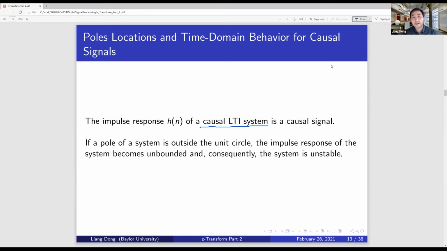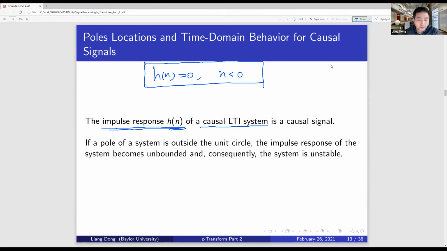Of course, in reality, that's not possible. So it's causal. It's reasonable, right? It's a causal system, and that is a causal system in practice. If you check with the impulse response, we already said the impulse response is a causal signal, meaning that h[n] equals 0 for all n less than 0, right? This is the mathematical form to check the causality of a system. So if a pole of a system is outside the unit circle, the impulse response of the system becomes unbounded, and consequently the system is unstable.